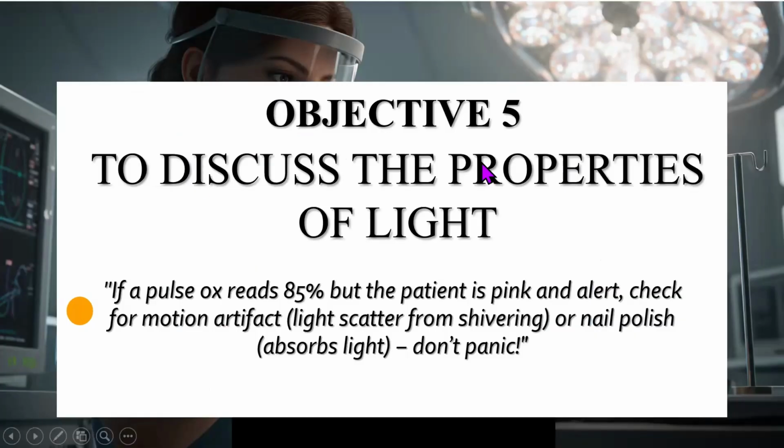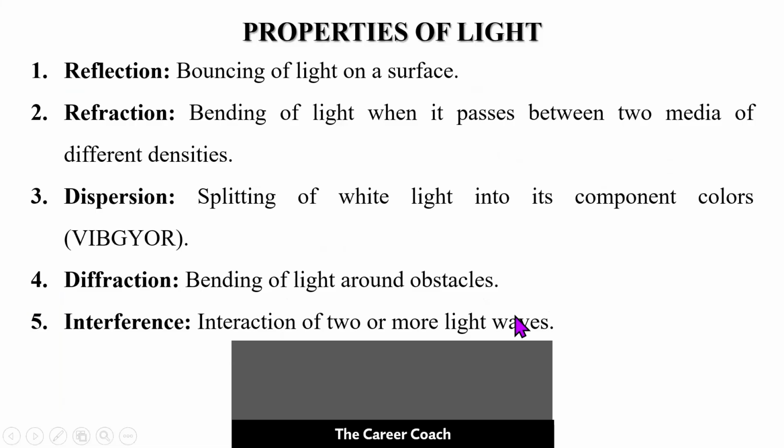Objective 5. We want to discuss the properties of light. If a pulse oximeter reads 85% but the patient is pink and alert, check for motion artifacts. Light scattered from shivering or nail polish absorbs light. Don't panic. So we check if the patient's nails are polished. We also check if the patient is stable to avoid light scattering from shivering.